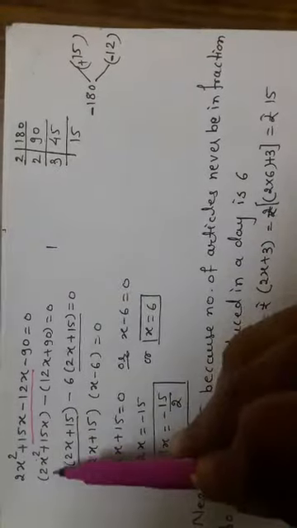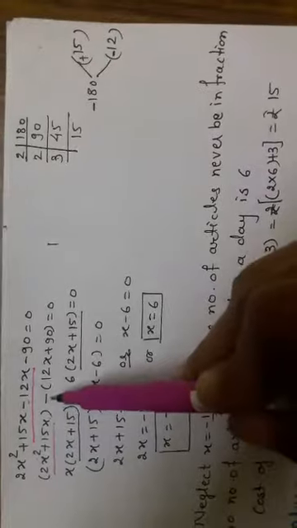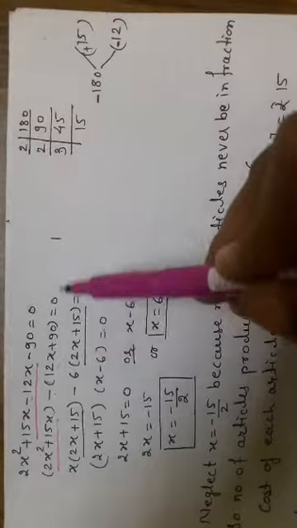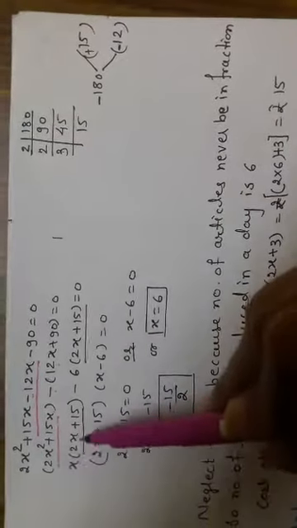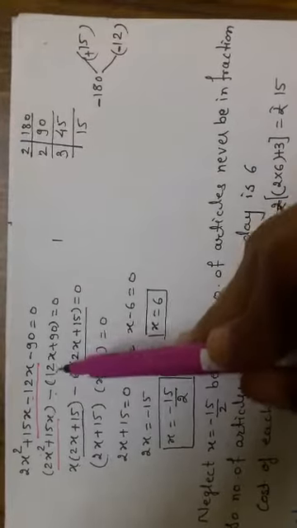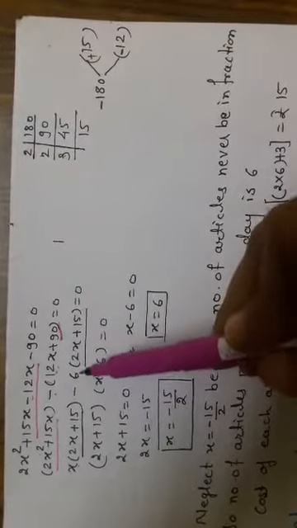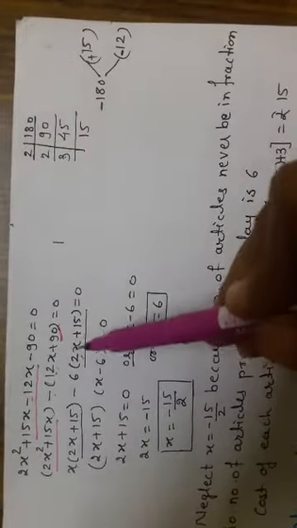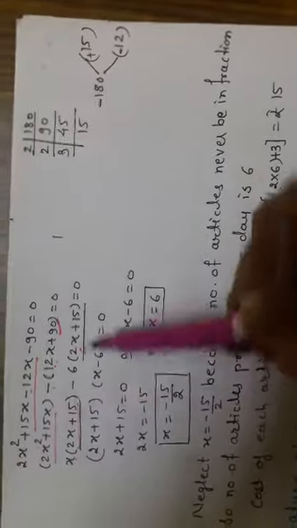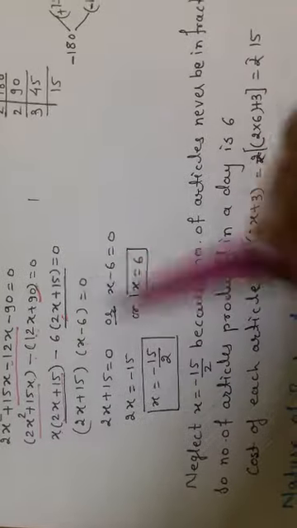Four terms are there, so we have to do the grouping. In the first group, 2x square plus 15x, x is common. In the second bracket we take both positive, 12x plus 90 is equal to 0. From here we got 2x plus 15, and from here 90 will not come, so we will take 6 as common. So what is left here, 2x plus 15 is equal to 0. 2x plus 15 is common here and here, that's why we take 2x plus 15, and what is left, x minus 6 is equal to 0.